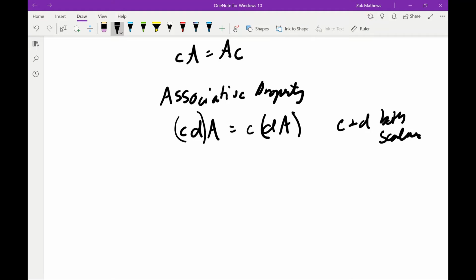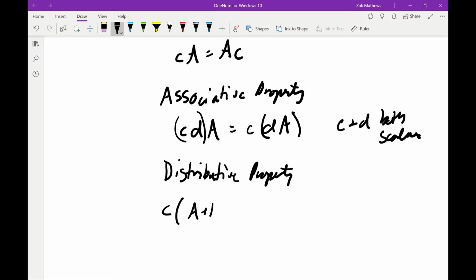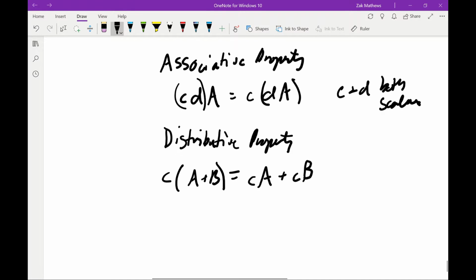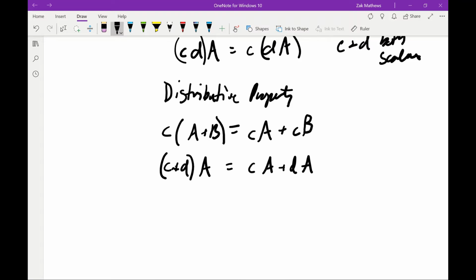We have the distributive property. If we take C times A plus B, two matrices A and B, notice the C is lowercase, that'd be equal to CA plus CB. But we actually have another form of the distributive property. If we have some C plus D times the matrix A, we can write that as CA plus DA. We can distribute a matrix across two scalars or a scalar across two matrices. It works the same way. Again, C and D both being scalars here.